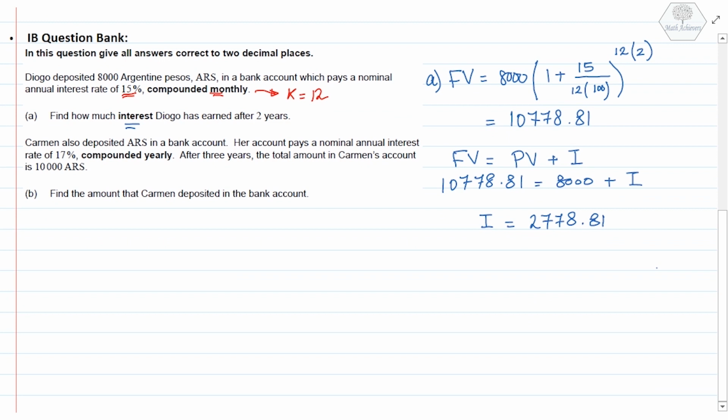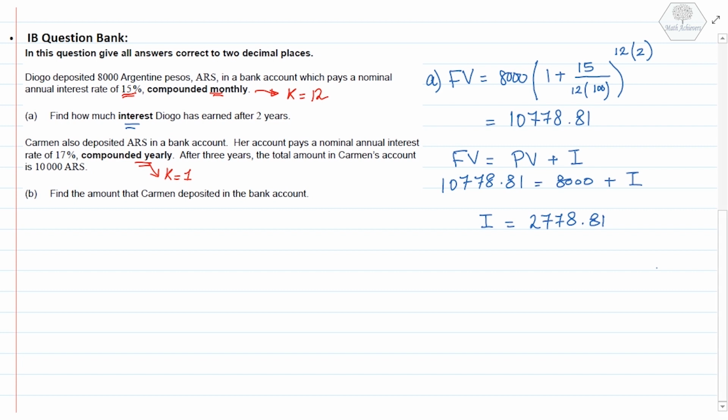Carmen also deposited in a bank account. Her account pays a nominal annual interest rate of 17%, compounded yearly. When I say compounded yearly, it means that the value of K is equal to 1. After 3 years, the total amount in Carmen's account is 10,000. Find the amount that Carmen deposited in the bank account.